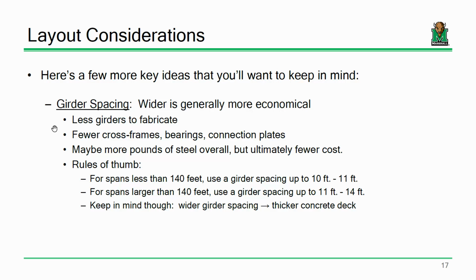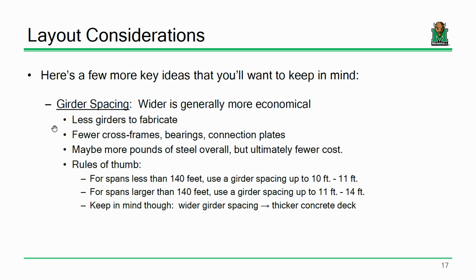I'll say this. The longer your span, the beefier your cross-sections. If you've got super high spans, you're probably not using a hollow core slab. You're probably using something like AASHTO Type 3, Type 4s, something like that. But we'll get to that here in a little bit. Any other questions? This is good stuff.